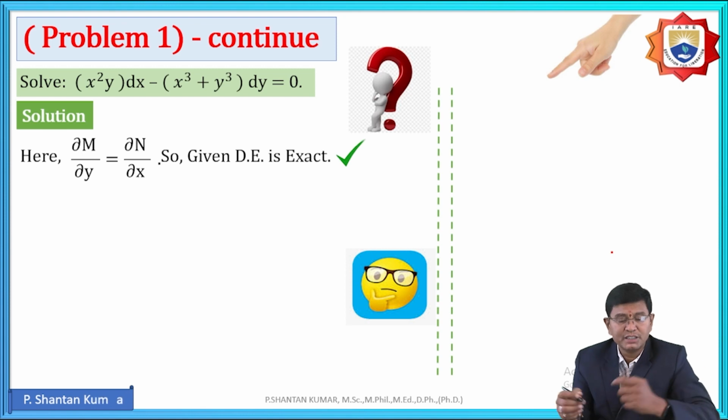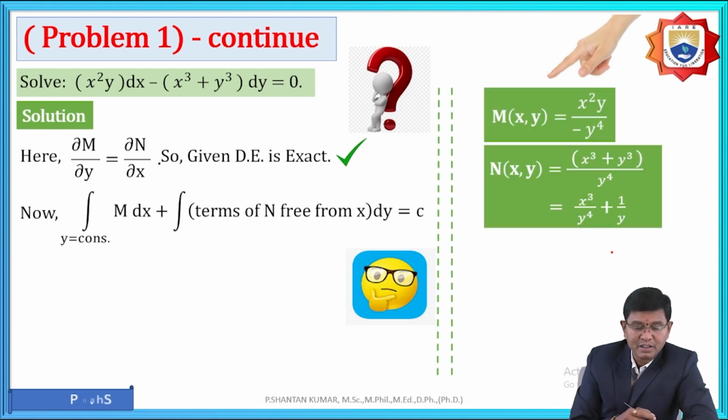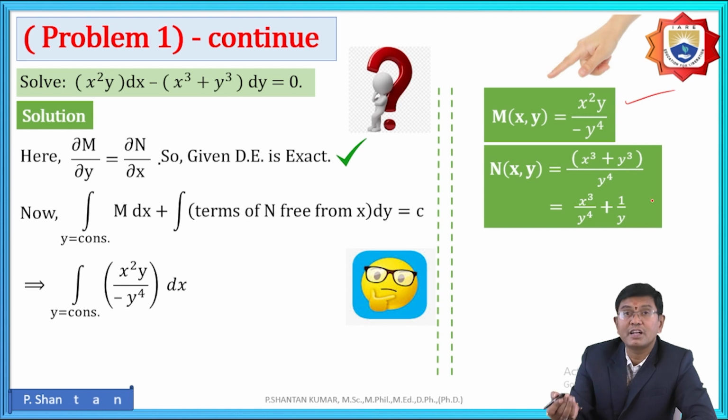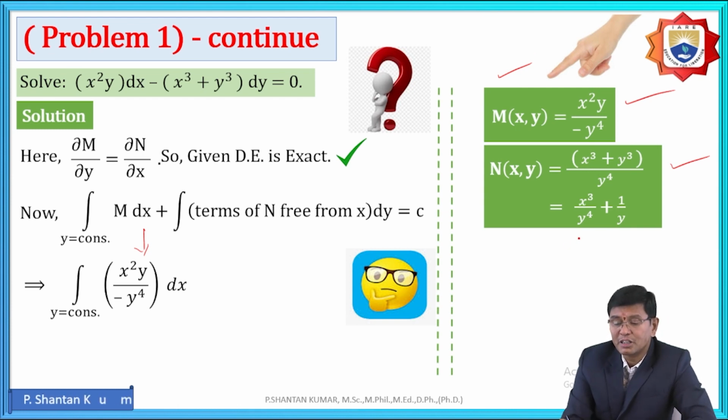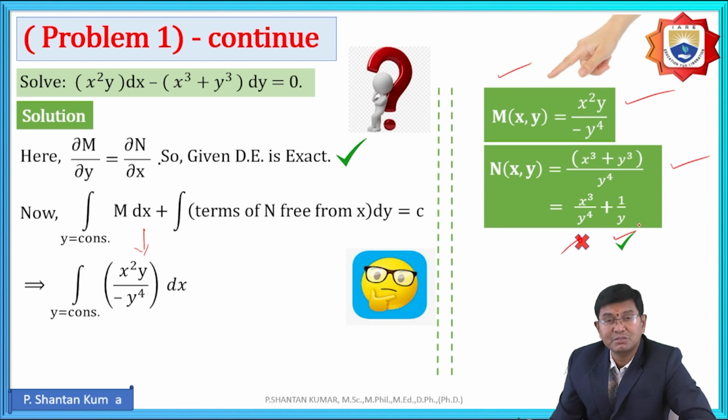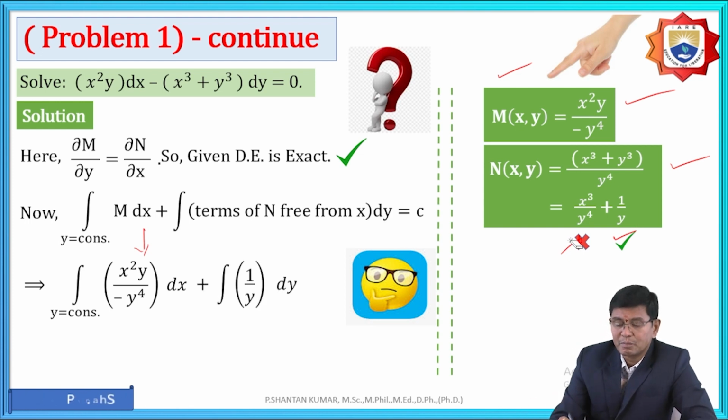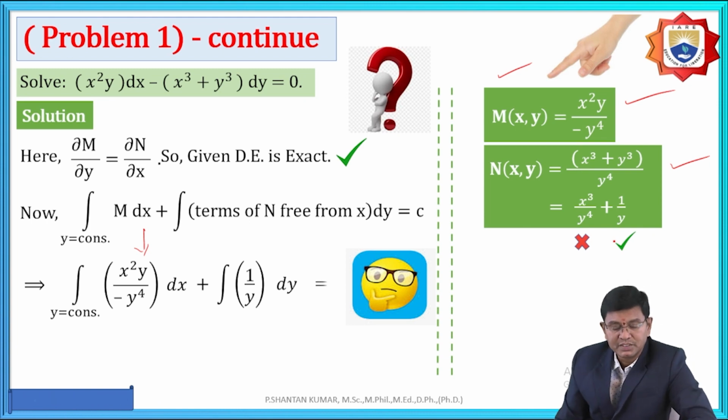And here we need to check this. M is as we know after multiplication with the integrating factor, and N is this one; in M dx we need to replace the function as we know. N free from x means the first term contains x, so we avoid that one and assume only the second one, because free from x is satisfied. Therefore it is 1/y only. That 1/y we can replace here in dy equals c, which is the condition.